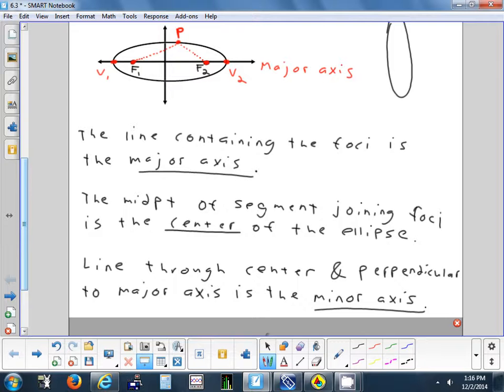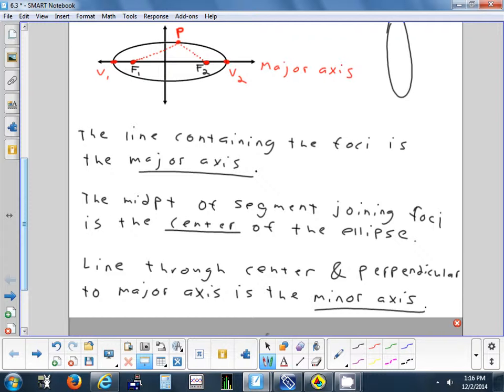So I think the simple way to think of the minor axis is it goes the short way. But if you want a more specific definition, the minor axis goes through the center, and it's perpendicular to the major axis. That's how our book defines it. Okay? Minor axis goes through the center, perpendicular to the major axis.